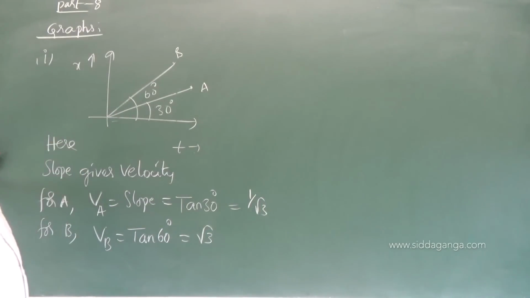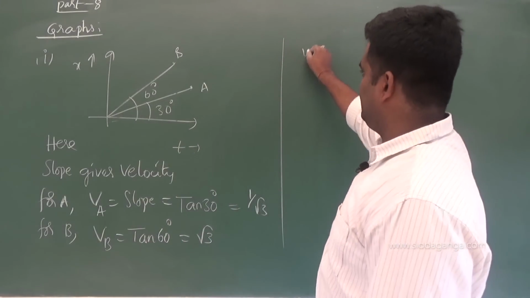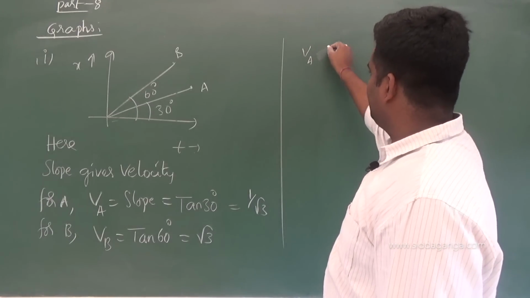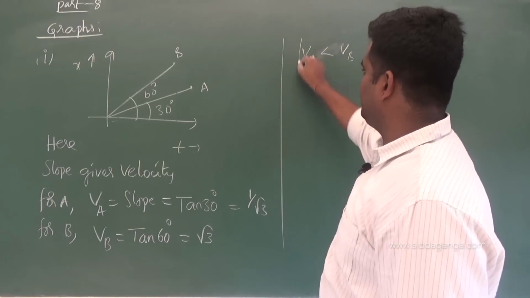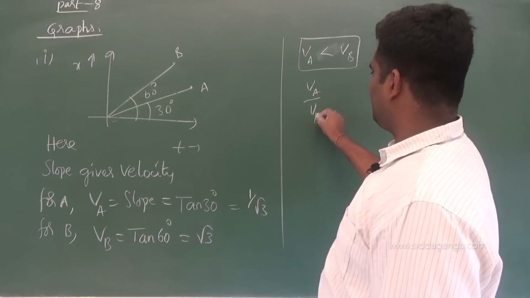Root 3. So therefore, which is bigger or which is smaller, they may ask a question like that. Velocity of A is less than velocity of B. Any problem they may ask, or what is the value of VA by VB? In the options they will give.